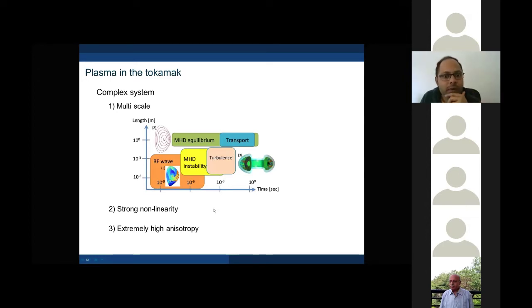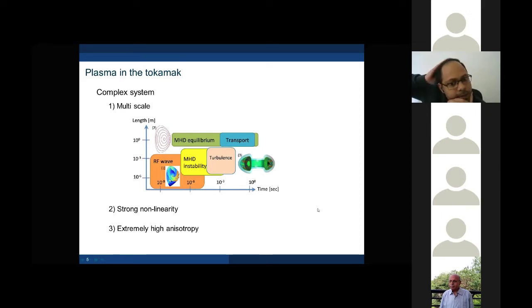So in terms of the plasmas in the tokamak, apart from being multi-scale, there is also a strong nonlinearity involved, and there are extremely high levels of anisotropy involved in fusion plasmas. For example, the thermal conductivity of the plasmas is about 9 to 10 orders of magnitude larger along the field lines rather than perpendicular to the field lines.